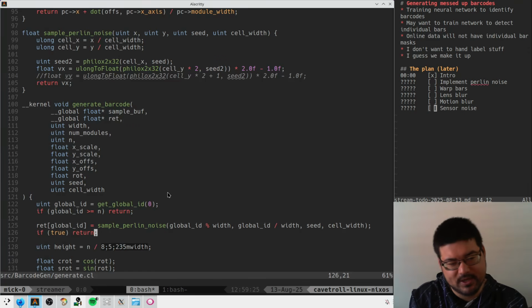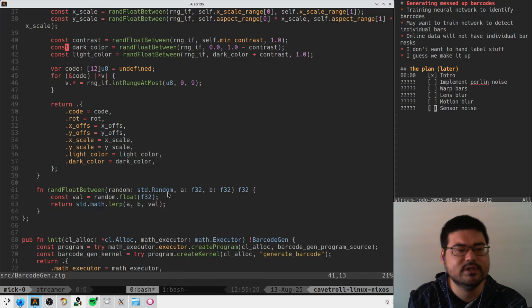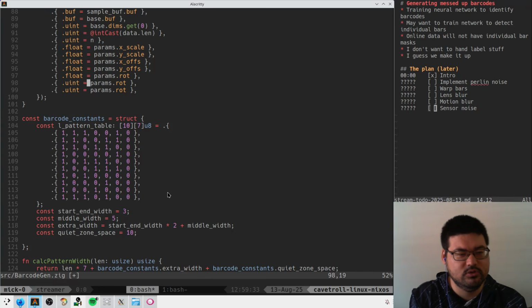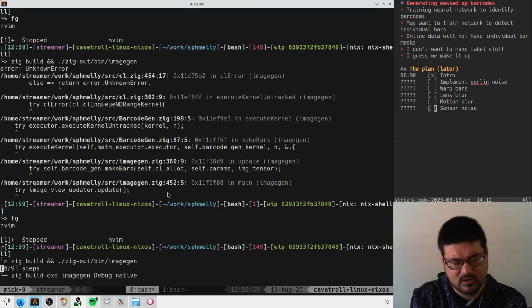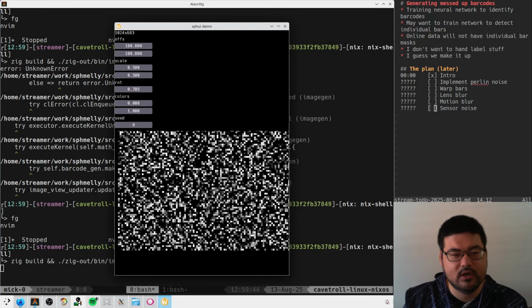Okay, so this guy's mad because he says unknown error, but I know that that unknown error means that we didn't pass in enough parameters here. So when we run this thing, we have 2 new parameters. It's 2 uints, 0 and 10, right? Cell width and seed. Okay, so that's a pretty good sign.